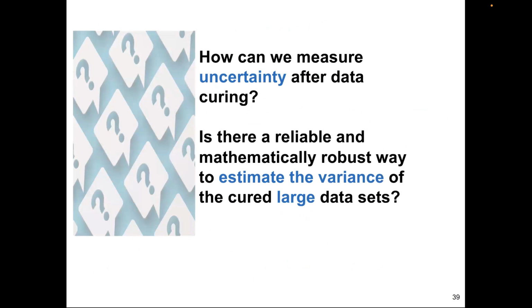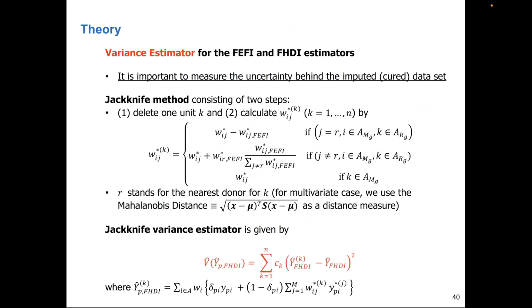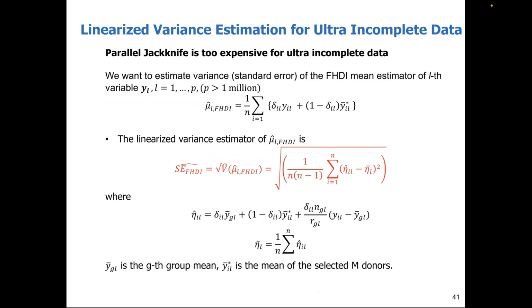Another important thing is that as engineers and scientists, we want to know the uncertainty, how accurate or how uncertain it is after data curing. The first popular method is the so-called jackknife method. Literally, it deletes one row and calculates the result, then the second row and calculates the result, and so on. That's what we call the jackknife method. But it's very time consuming. It works very well for small sizes, but we found that the so-called linearized technique can save a lot of time using this formula.